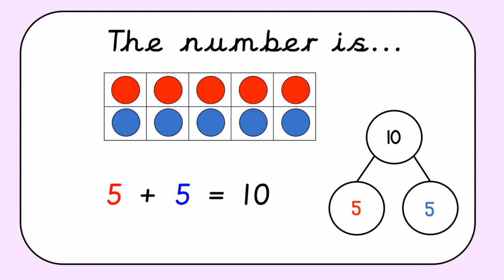And last one, how many are red now? 5. And how many are blue? 5. Oh, this is a double, 2 parts that are equal. So our number bond is 5 and 5 is 10.